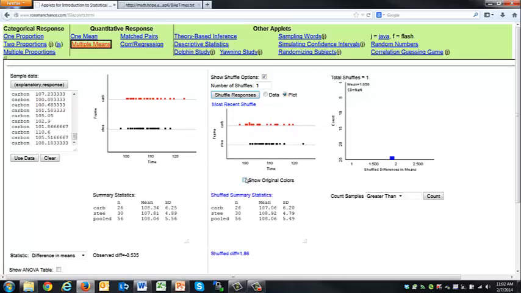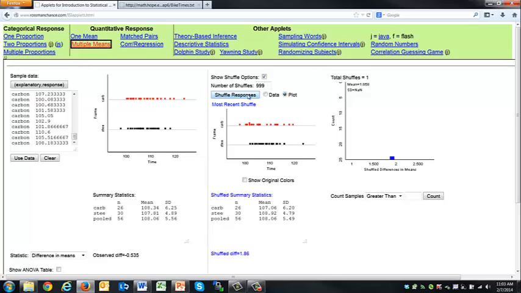If you click Show Original Colors, you'll see that we've now mixed up the original red and black into these two re-randomized groups. You'll also notice over here on the right that we have a new difference in sample means. In this case, the difference in sample means is 1.86. So what we're saying is when we re-randomized the commute times to the two kinds of bikes, we saw a difference of 1.86. That happened when the bike he rode had nothing to do with, it wasn't associated with, the commute times. We can now do many more shuffles of this.